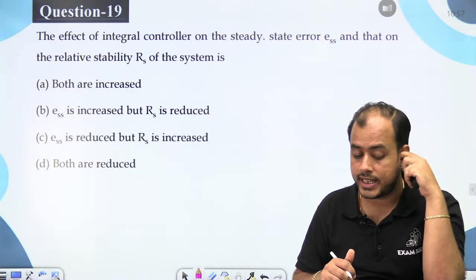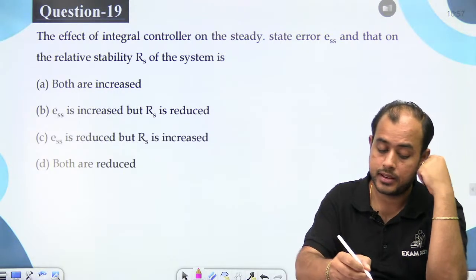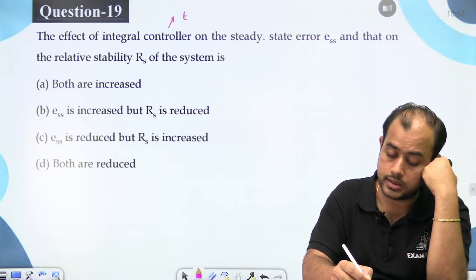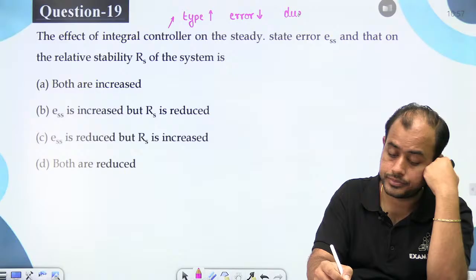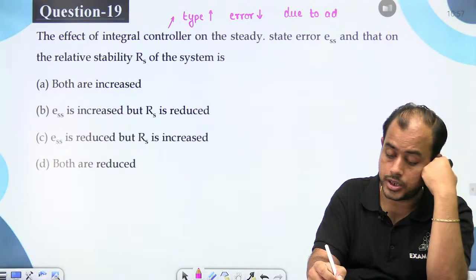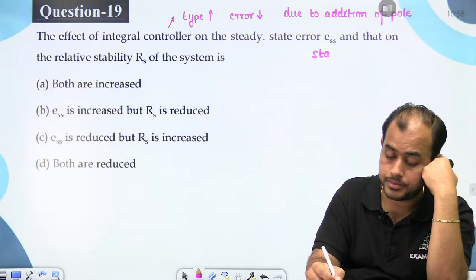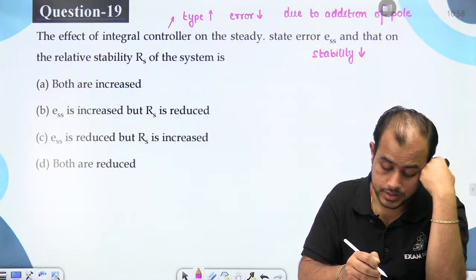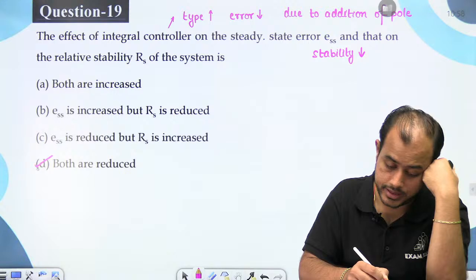The effect of integral controller on the steady state error and the relative stability. So integral controller type increases, so error decreases. Now due to addition of pole, stability reduces. So error is reduced and stability is reduced. D.